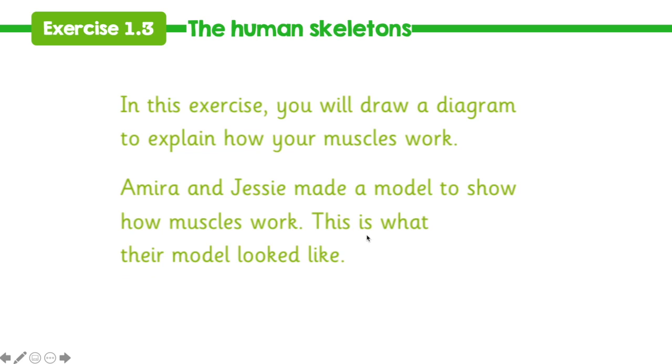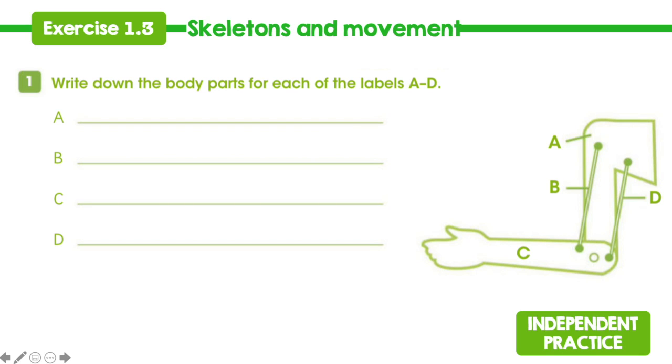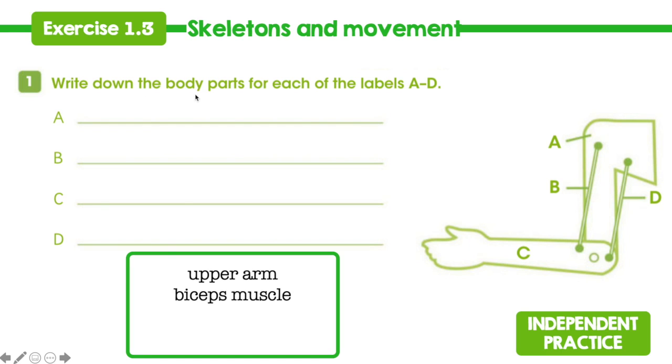Amira and Jessie made a model to show how muscles work. This is what their model looked like. This is the diagram of Amira and Jessie. It shows how muscles work. So first, you are going to write down the body part for each of the labels A to D.